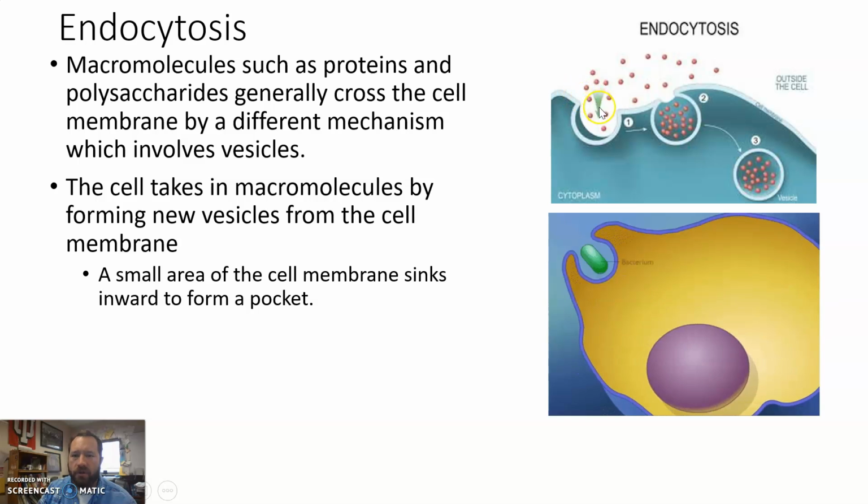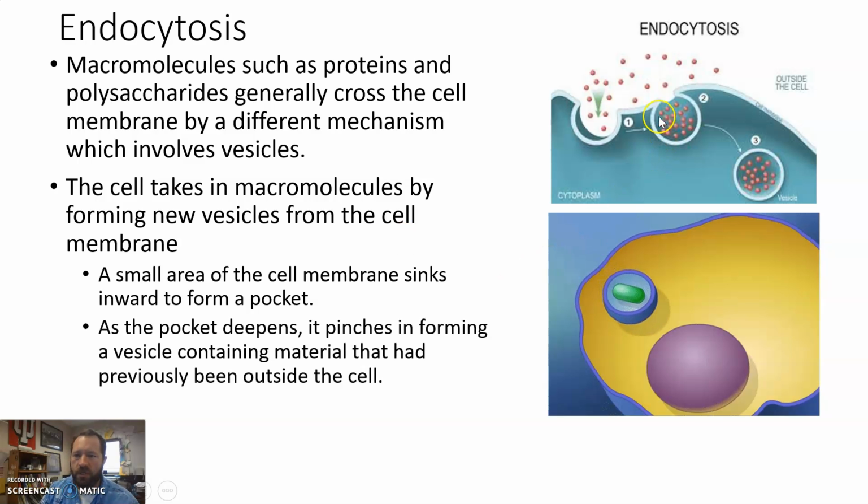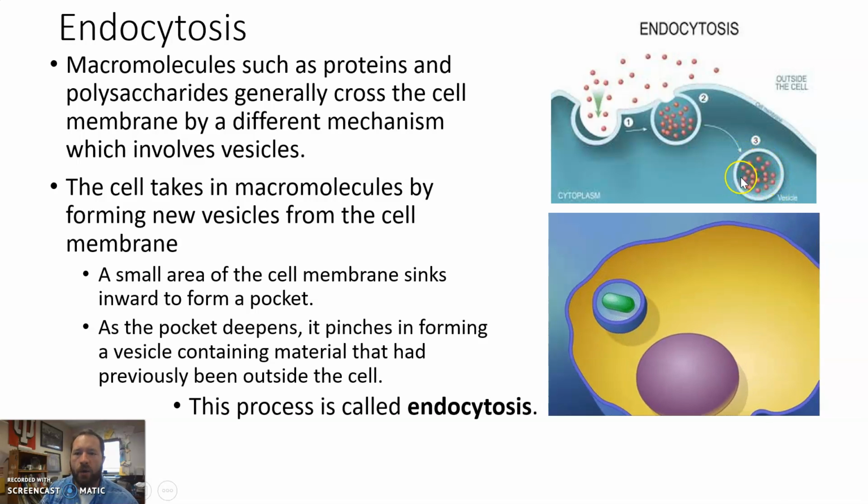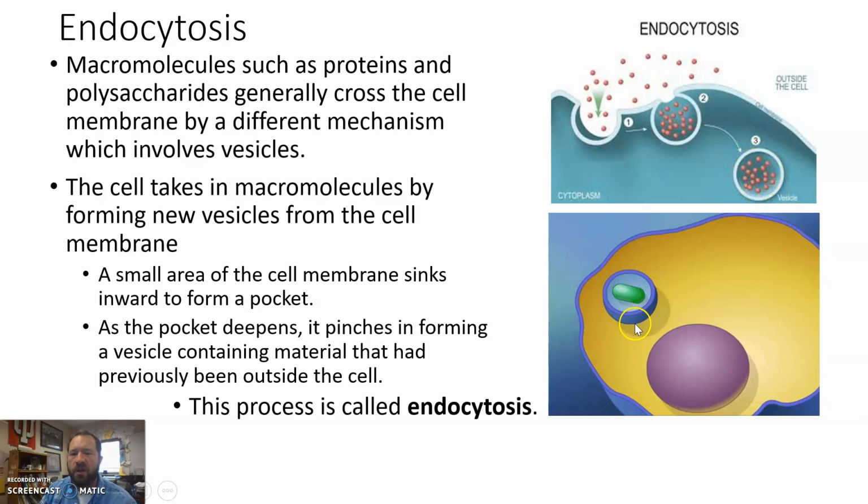pinches inward, and you see that happening. So here's step one, here's step two, that cell membrane is pinching inward, and eventually it's going to cleave off. And that process is called endocytosis. And now you have this new molecule, there's a whole group of molecules now inside the cell, kind of in their own little bubble there, and that bubble is called a vesicle.